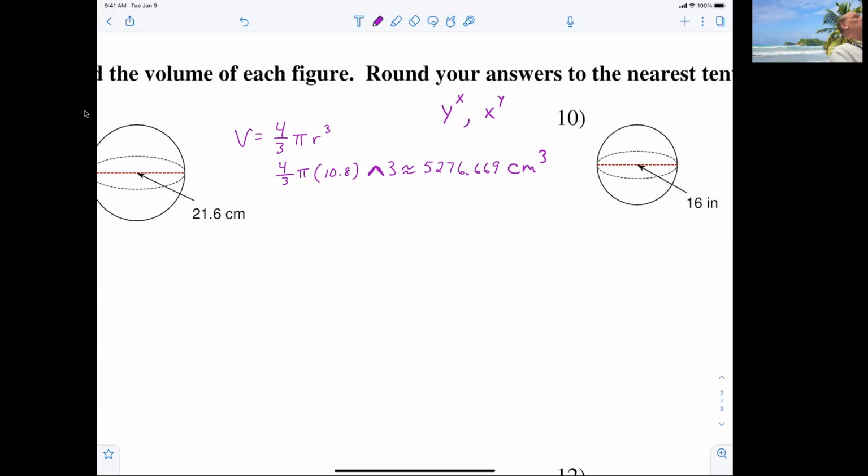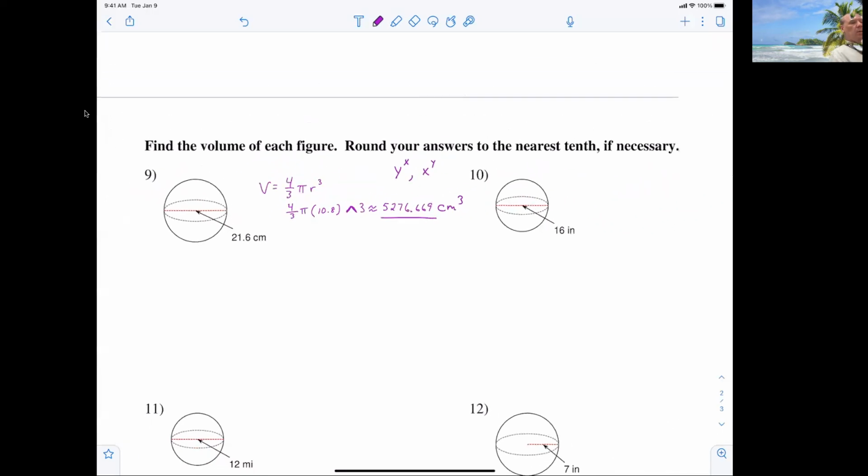Now, did you find it? Do I have to hit the caret thingy 3 times? No, you just hit caret 3. Oh, okay. All right, just do caret 3. So now again, make sure you're typing this in. 4/3 times pi times 10.8 caret 3. If you get 5,276.669, you know how to do it. If you didn't get that, then it's wrong. Unless someone can tell me, is that verified? No, I got it. Is everybody got it? Here we go.